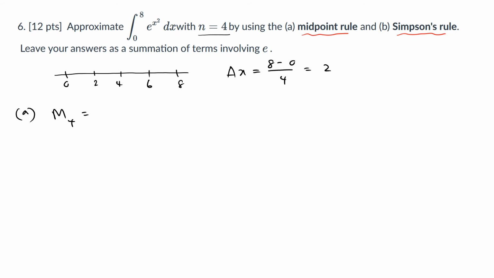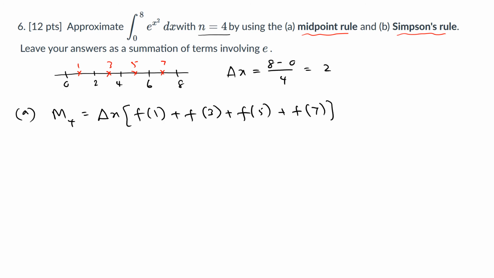What the midpoint rule says is: take delta x, the gaps, and then go with the middle points. So what are the middle points for this? You can see the middle point of this one is 1, of this one is 3, of this one is 5, of this one is 7. You evaluate the function at the middle points. So the formula is delta x, that's the gap, times f1 plus f3 and then f5 and then f7. So that's the midpoint rule.